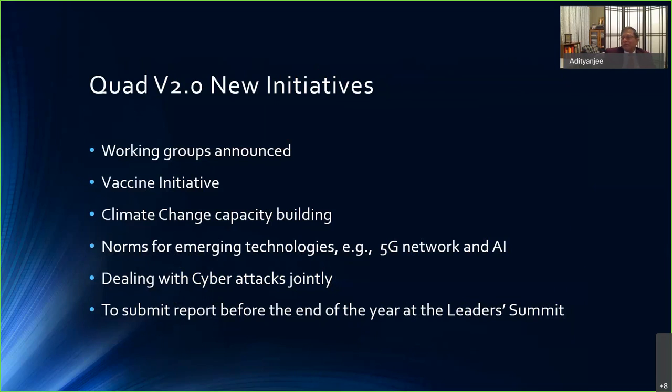So I have already said the leaders summit on March 12th announced three working groups: a vaccine initiative, climate change capacity building, and a working group on norms for emerging technologies like 5G network, artificial intelligence. Quad will also work for dealing with cyber attacks jointly. And the working groups that have been created will submit a report before the end of the year when an in-person leader summit will be organized.